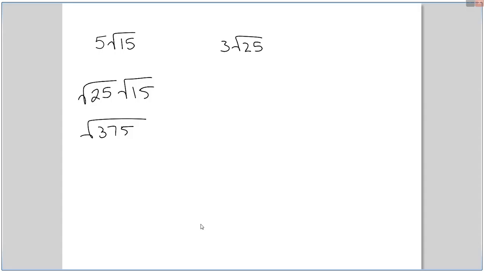This is a funny one. 3 is the same as, not 9, not 6. It's 9, but it's not. 3 is not 9. 3 is square root 9. And 9 times 25 is 225.